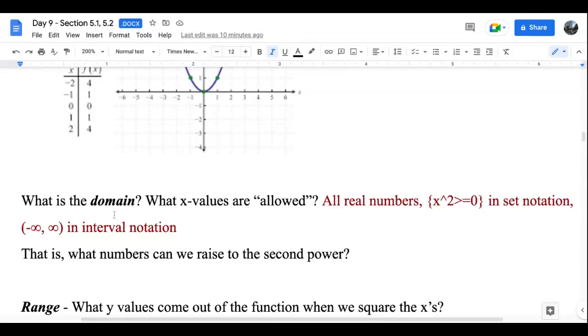With polynomial functions, the domain usually is from negative infinity to positive infinity, in interval notation. So all real numbers, if we use set notation, this is set notation. It means a number multiplied by itself can never be negative. Using interval notation, we see it goes from negative infinity up to positive infinity.